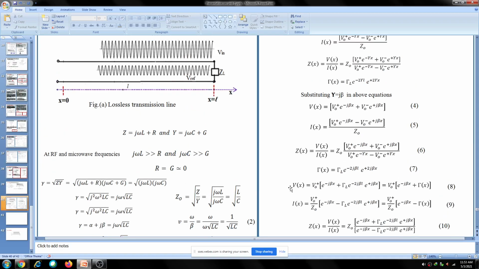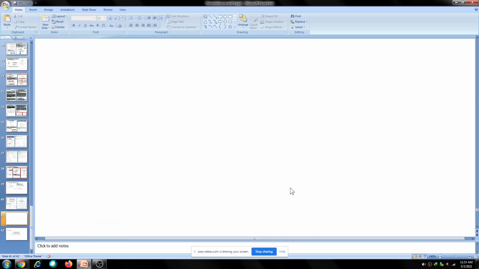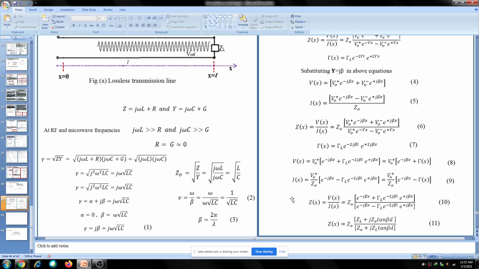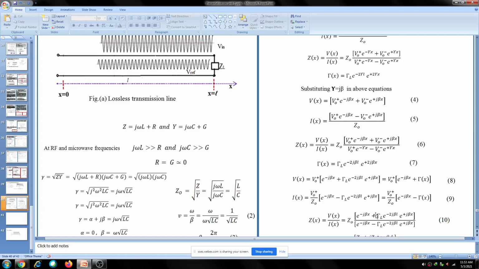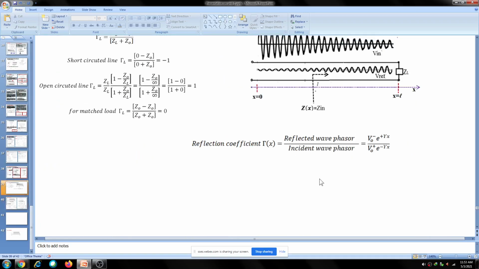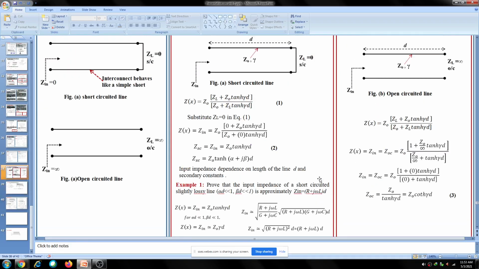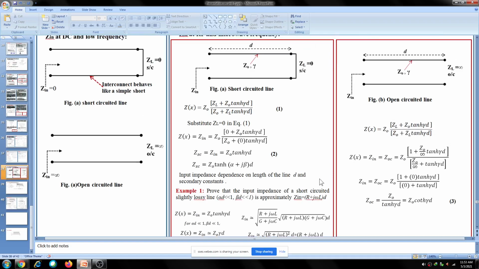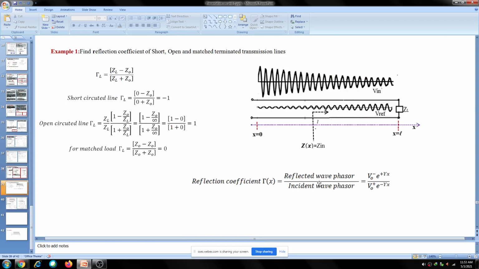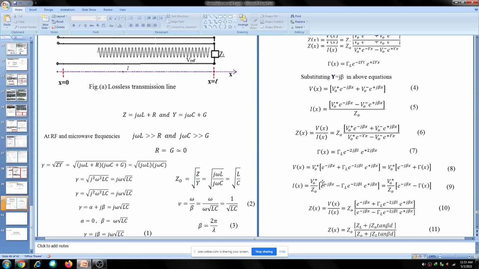In today's class, we'll stop now. We studied the lossless line and the expressions for voltage, current and impedance on a lossless transmission line, including the input impedance. In the next class, we will do some problems on this, and also discuss a few more things.